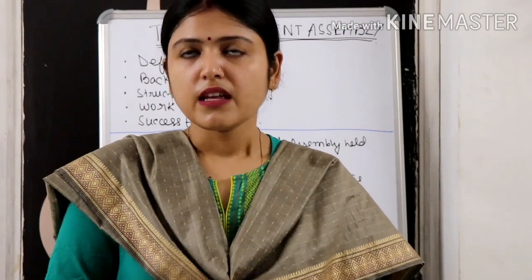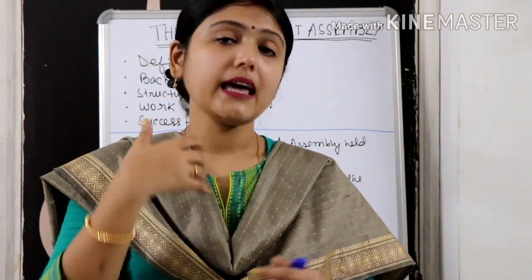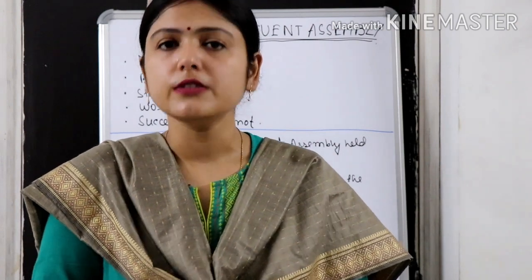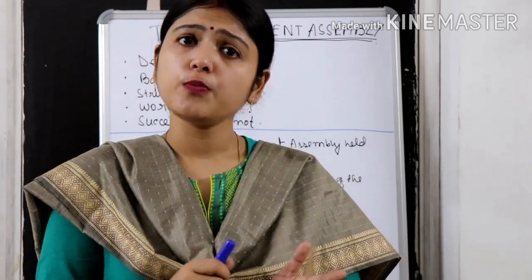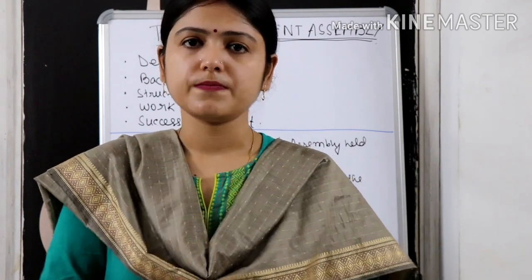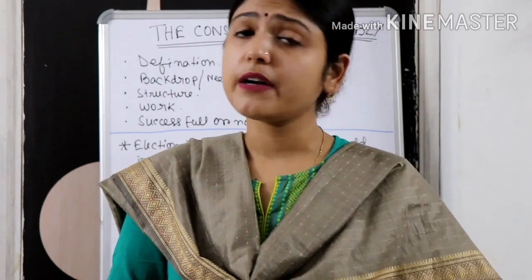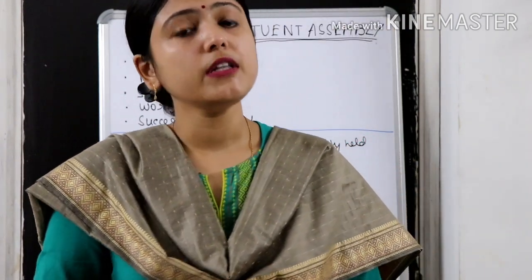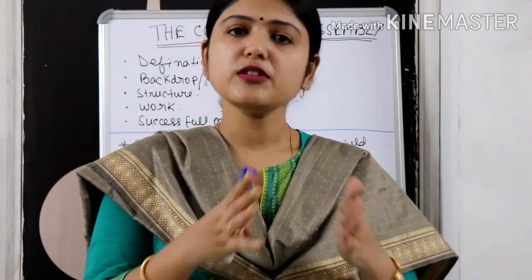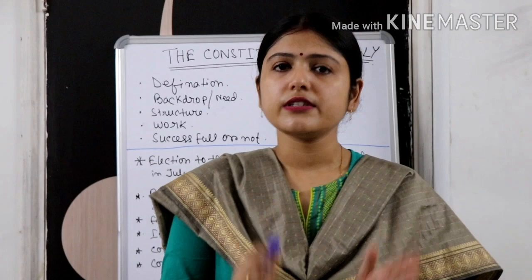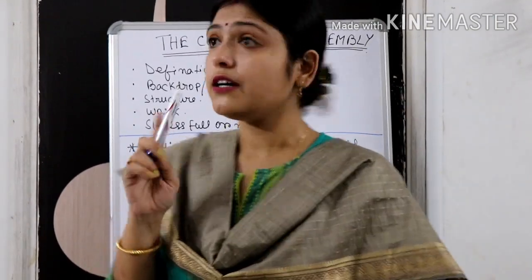What is the Constituent Assembly? In simple words, I will say that the Constituent Assembly is a group of people, or better said, a group of representatives who are assembled to draft or to adopt a constitution. Clear? So it's basically a political body, because it consisted of the representatives of the people, right? The members of the Constituent Assembly are the representatives of the people. And what was their purpose? To draft a constitution. Clear?